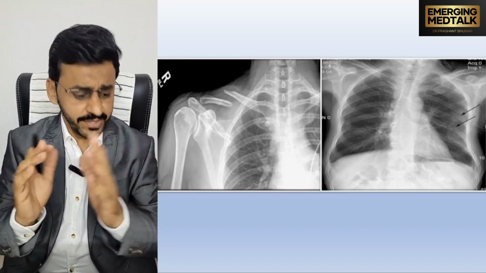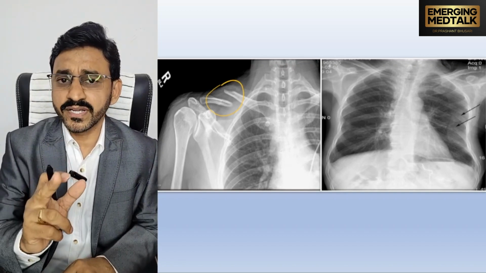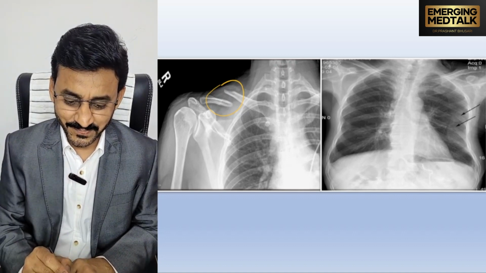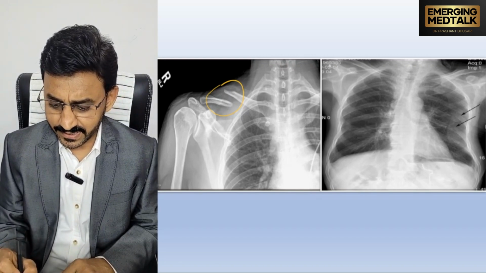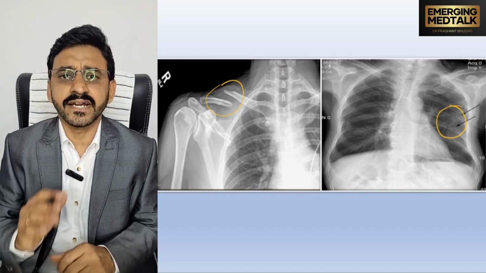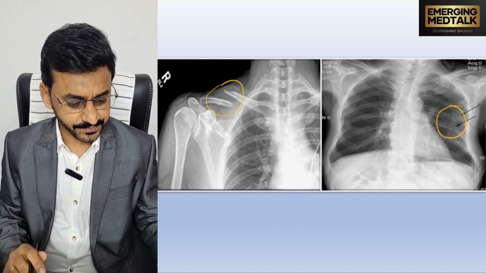Now why are we discussing these bones? Very simple: here is a break in the cortical continuity of the clavicle, so there is a fracture of the clavicle. And here also we can see a break in continuity of the ribs, so there is a rib fracture.